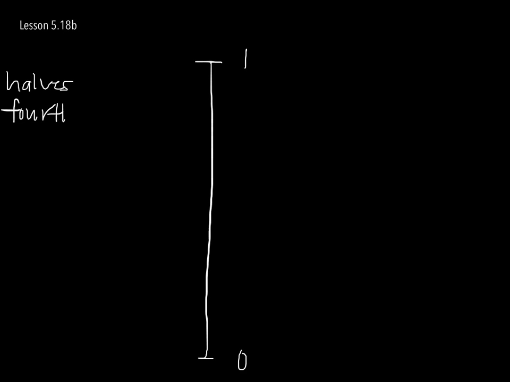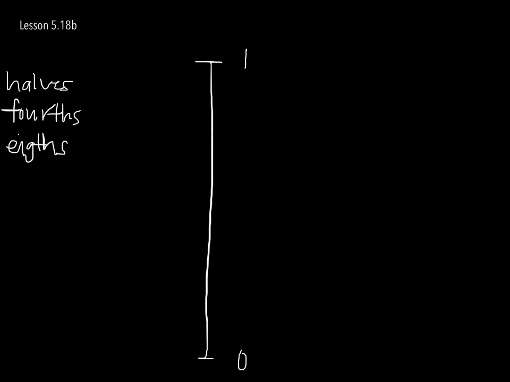So what we're going to start off with right here is basically a line. This is going to be our number line. Up at the top I'm going to write 1. Actually, I'm going to flip that around. I'm going to write 1 on this side, and 0 on this side. And on this number line, we're going to deal with halves, fourths, and eighths.